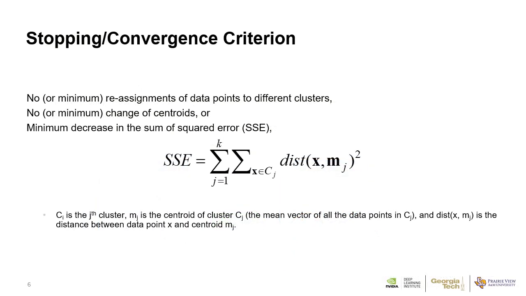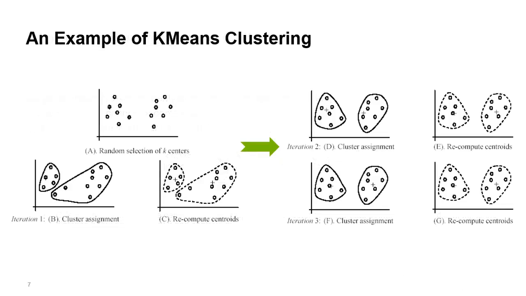The stopping or convergence criterion depends on the task and data. Some examples of stopping or convergence criteria are no or minimum reassignments of data points to different clusters, no or minimum change of centroids, or minimum decrease in the sum of squared error, SSE. Here is an example of the flow of k-means clustering. In each iteration, it will assign samples to new clusters and recompute centroids.